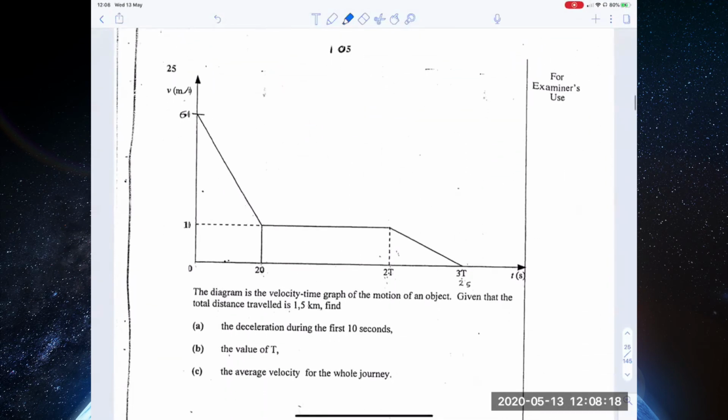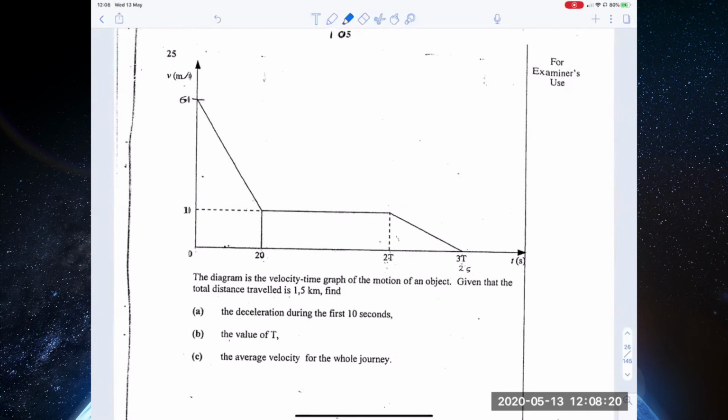Okay, this one. The diagram is the velocity time graph of the motion of an object. So always be careful that it's a velocity time graph, not a distance time graph, because sometimes you get a distance time graph. It's different from a velocity time graph. When it's velocity time, it's velocity here. When it's distance time, it's distance here, distance in meters. Okay? Of the motion of an object.